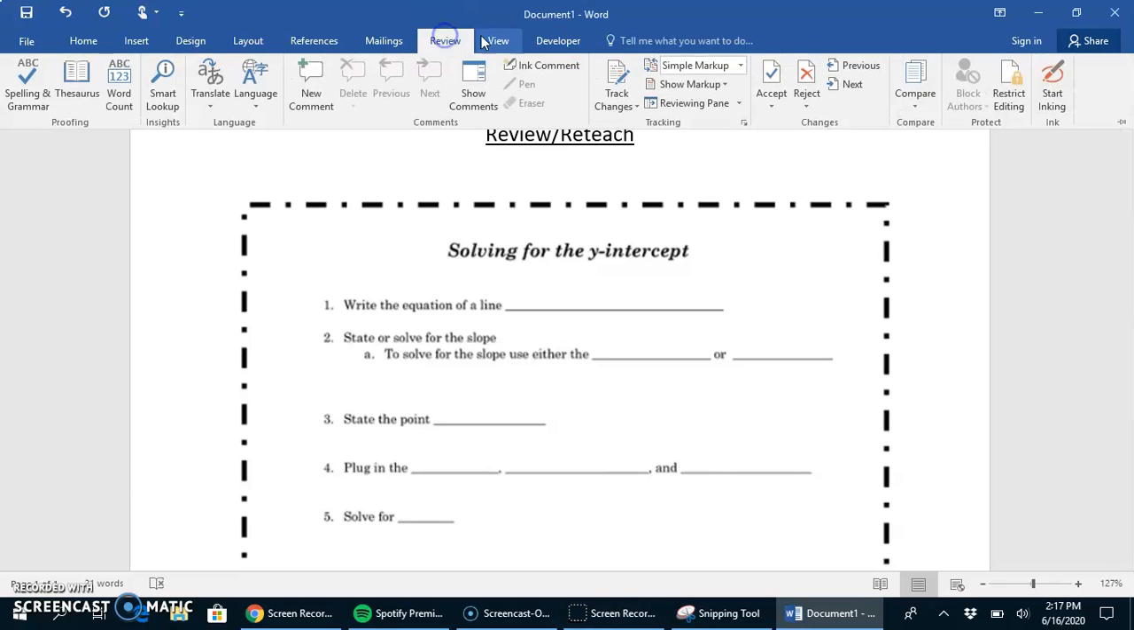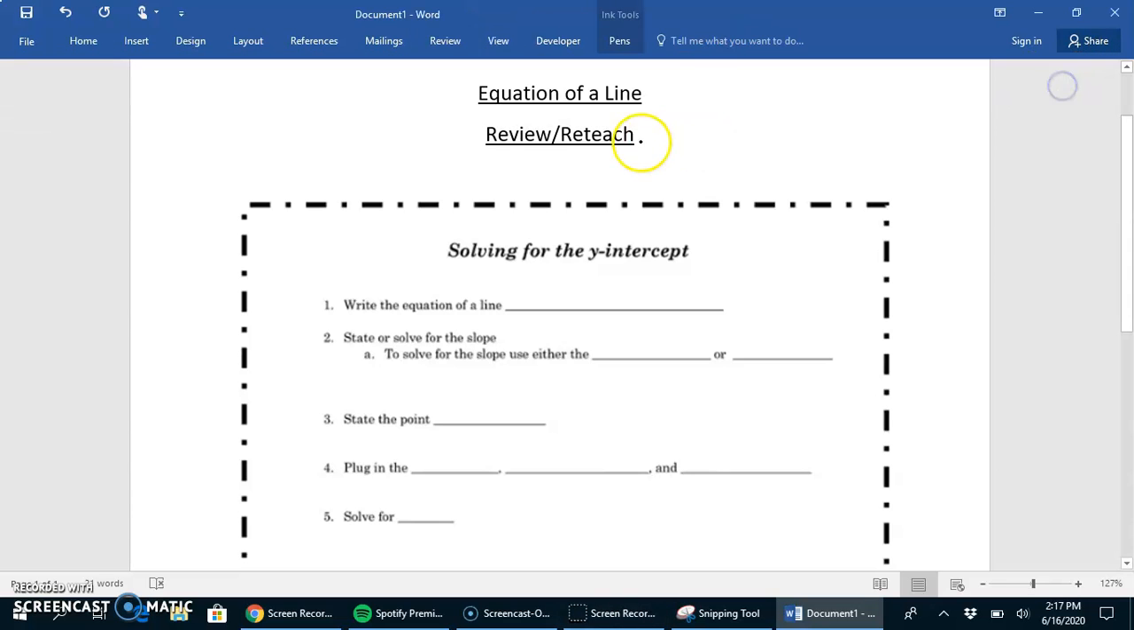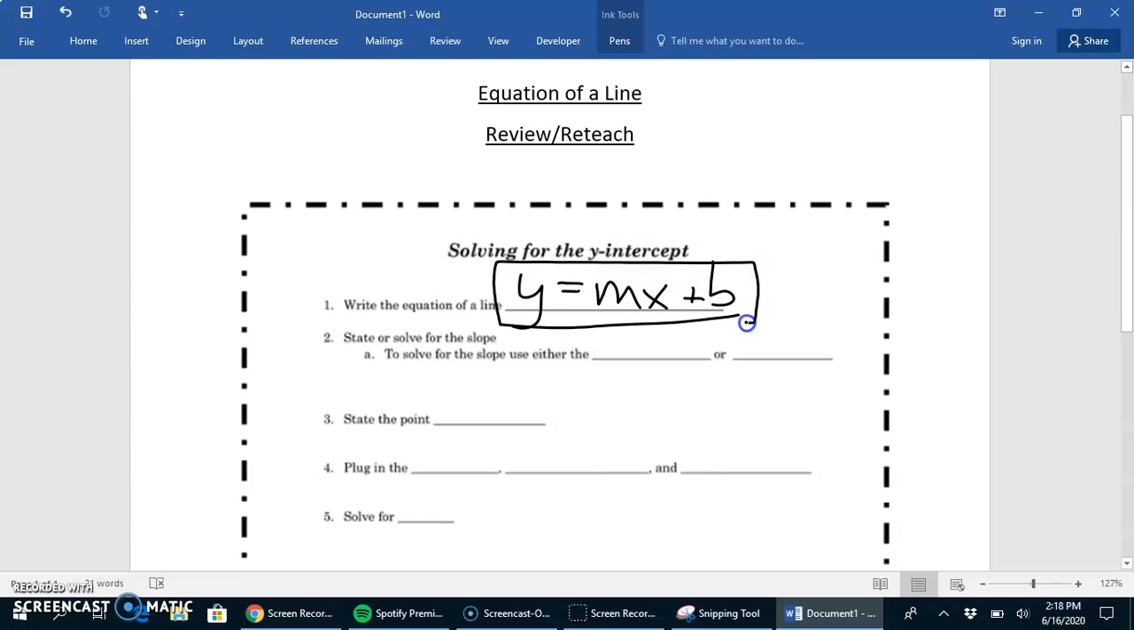Okay, so let me open up my pen here. First off, we're going to write the equation of the line. The equation of a line is y equals mx plus b. This is important because it's easy to get mixed up with the equation of a line and the formula for slope. So here's the difference. The equation of a line is y equals mx plus b.